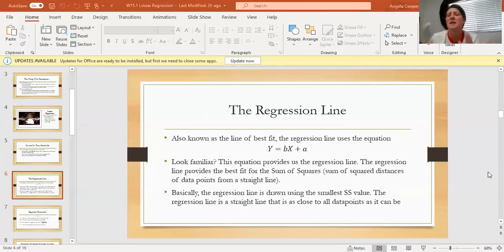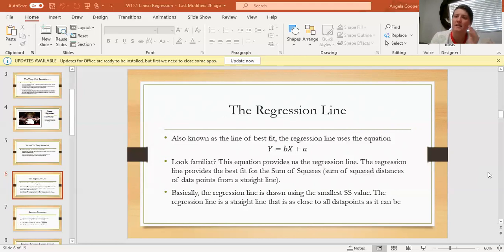So the regression line, I mentioned at the beginning of this video, the line we use to calculate linear regression, is very similar. The formula we use to predict y using x is very similar to rise over run, the slope formula, y equals mx plus b, except it's slightly different. Instead of y equals mx plus b, it's y equals bx plus a. It's a little different, but essentially it's the same stuff. So this regression line provides us the best fit for the sum of squares. This is known as the sum of square distances of data points from a straight line.